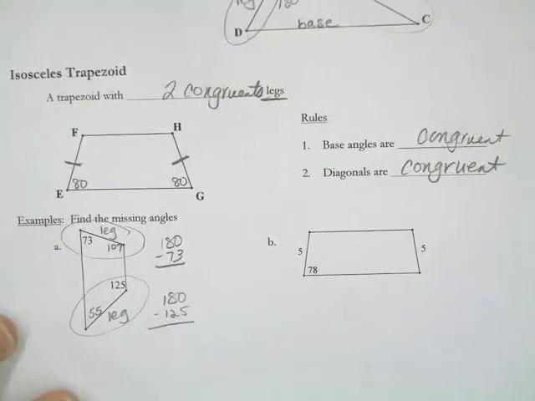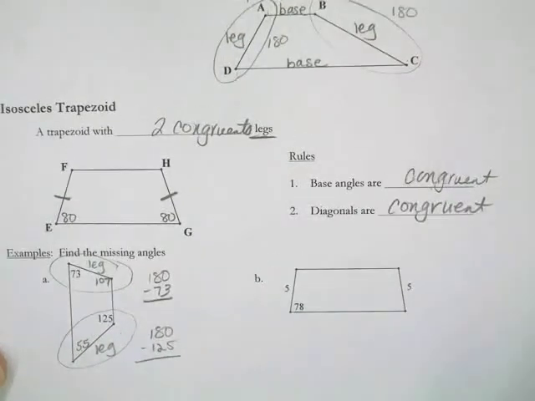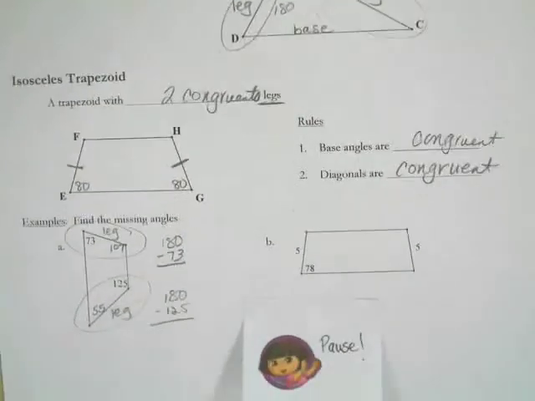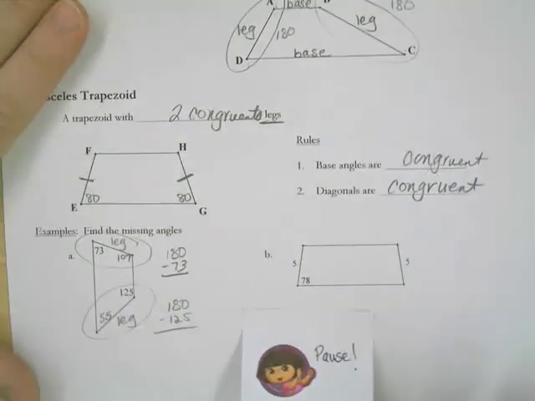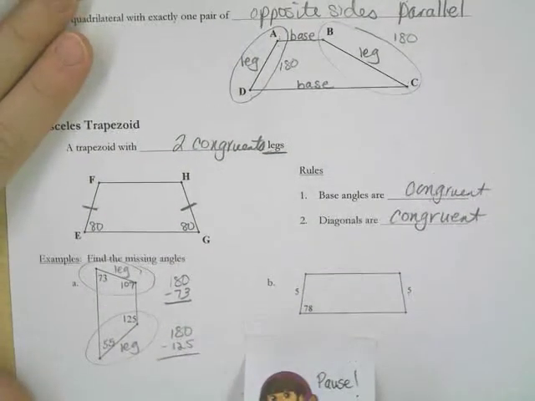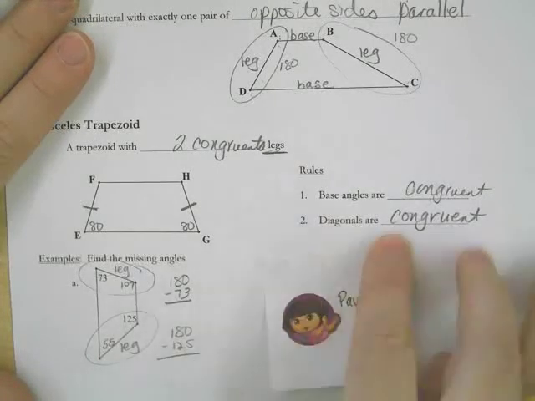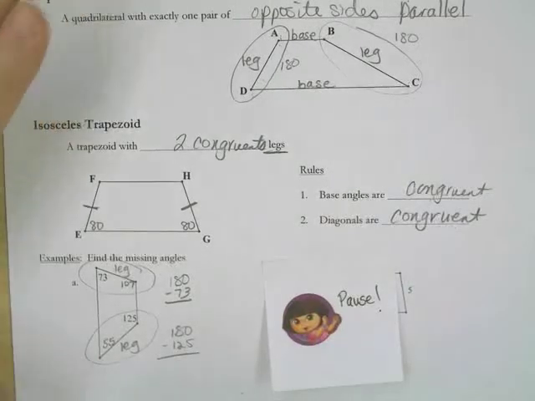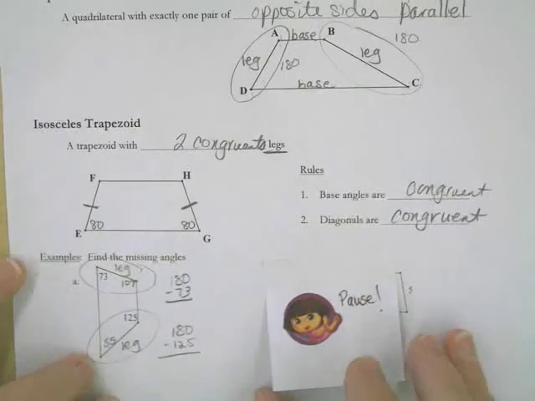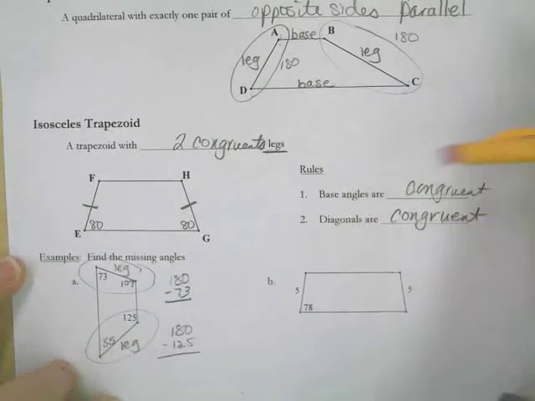Okay, and I guess I haven't done the Dora pause, so I'll zoom out and pause. And while you're pausing, I'd like you to see if you could do part B. Yeah, so see if you could do B. Okay, all right, so if you've tried B, great.